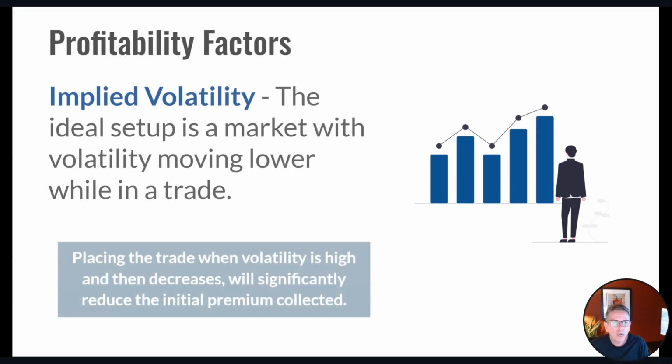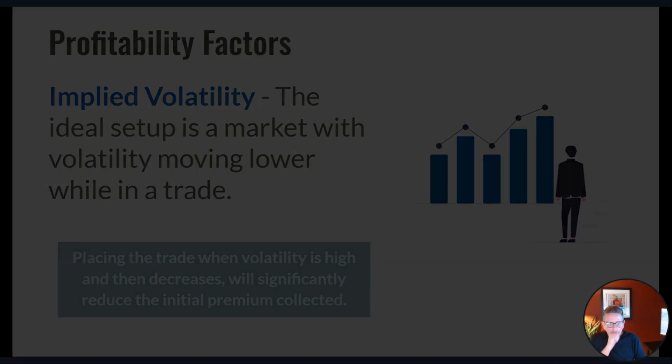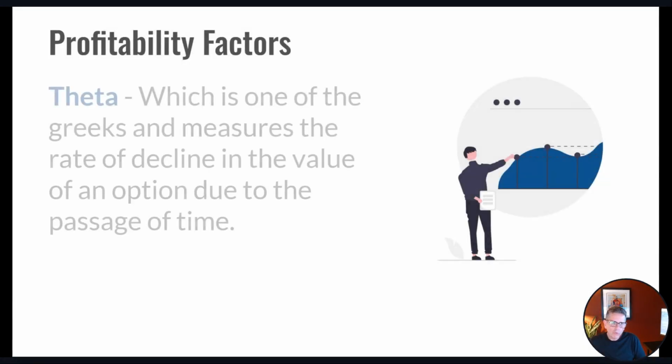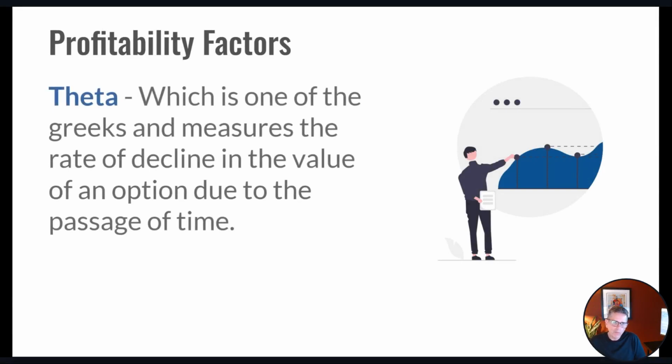Profitability number 2 is theta, which is one of the Greeks that measures the rate of decline in the value of the option. Depending on where volatility is in the market, the rate of decay can be slow or it can be much faster. High volatility into low volatility gives you that speed, that velocity.